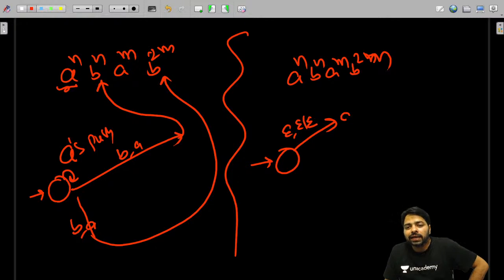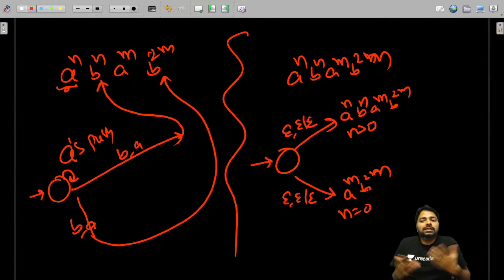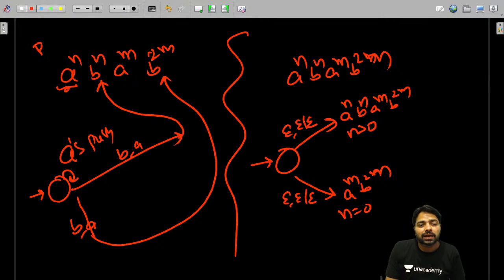I can directly start with A power n, B power n, A power m, B power 2m, where n is greater than 0. Another one, directly I will start with A power m, B power 2m, where n is equal to 0. I know that this is going to happen at any cost. So many PDAs are there. PDA 1 logic, PDA 2 logic.